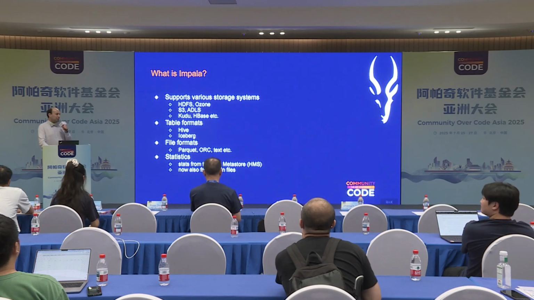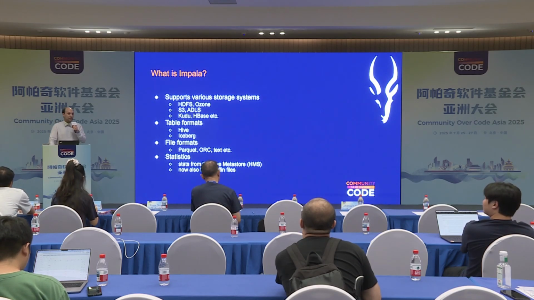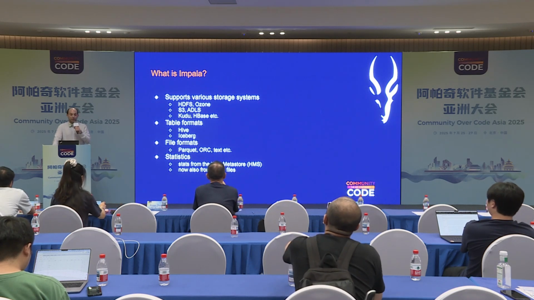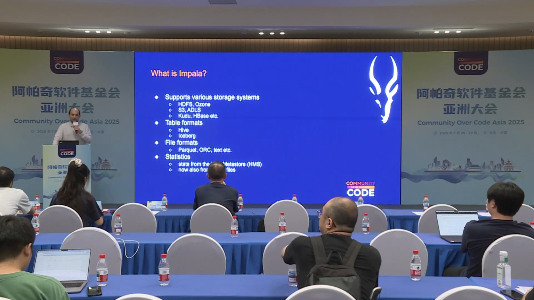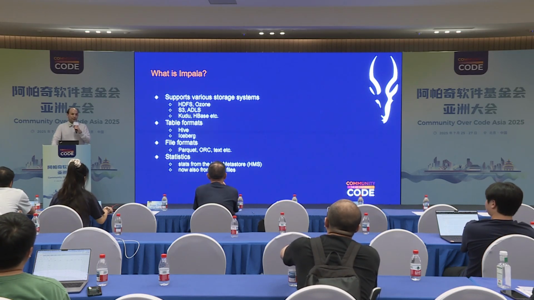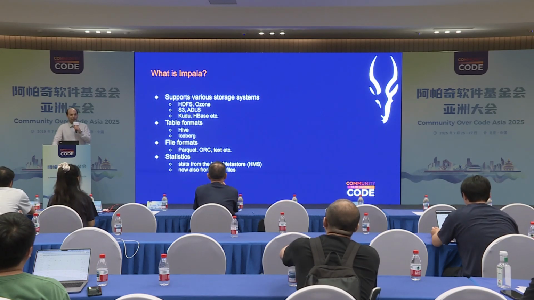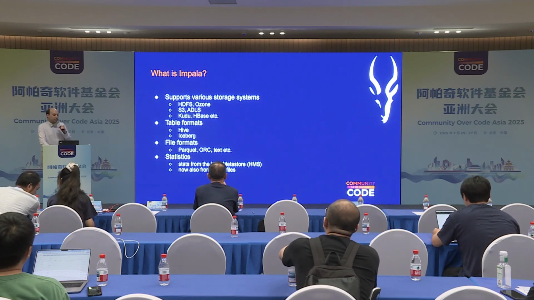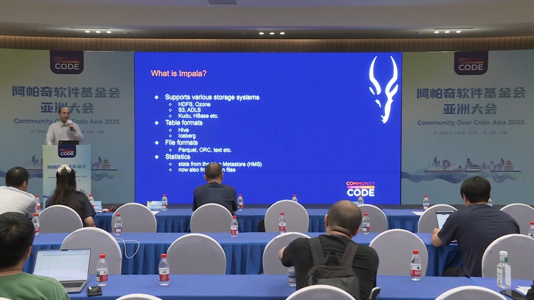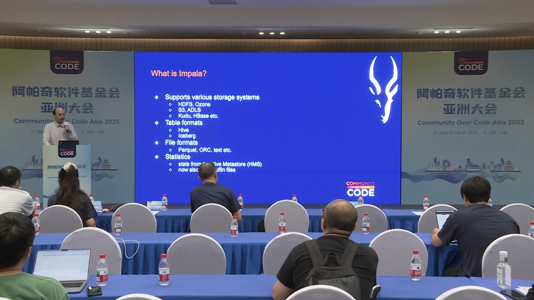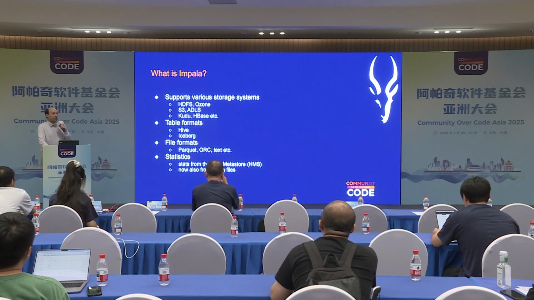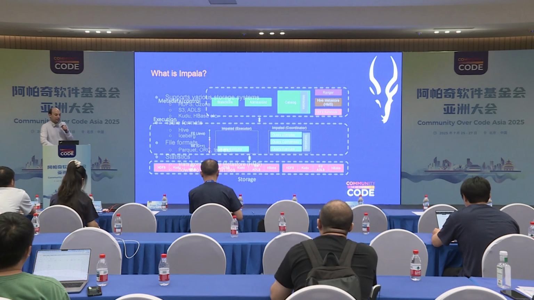So Impala supports various storage systems. Originally, it was designed for Hadoop, so HDFS, but now it supports also cloud storage and different storage engines like Kudu or HBase. We support different table formats. Originally, we had the Hive table format, but now we can also use Iceberg, read and write. And we support various file formats. Our favorite is Parquet. As for statistics, we rely traditionally on the HMS, so the Hive metastore. So we read our statistics from there and write them to that place. But now we can also read Puffin stats for Iceberg tables.